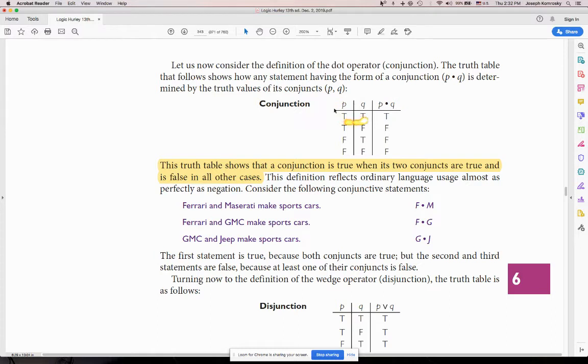Depending on each one of these conjuncts, then the logical operator, you're going to solve for it. Now, if you look through, the only time that the entire conjunction is true is when both conjuncts are true. Both have to be true, no matter what.